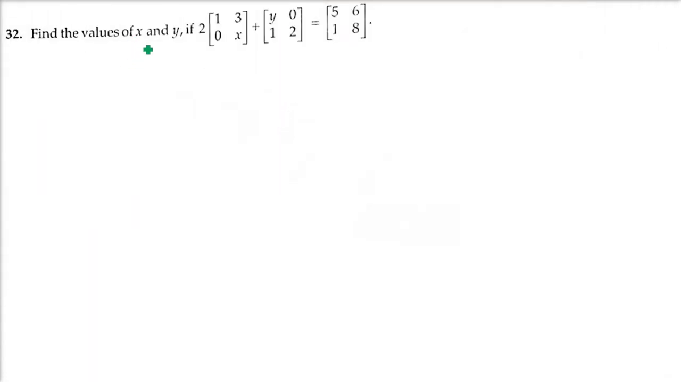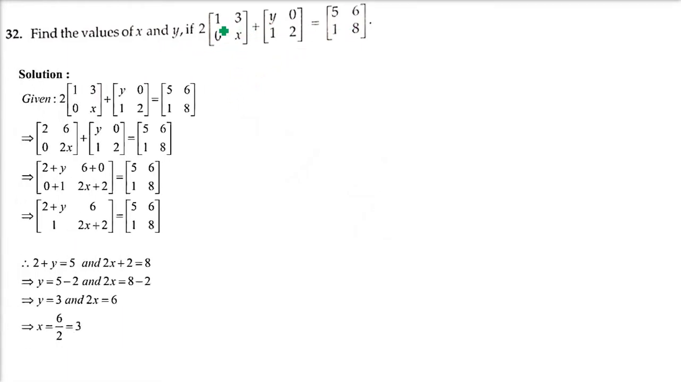Find the value of x and y if this. We have done a question like this. Questions are coming like this, so I'll just do it here only. Just multiply by 2 here. So now I'm adding 2 plus y, then 6 plus 0, 2x plus 2 will be there. So 2x plus 2 will be 8. 2 plus y is 5. Y will give you 5 minus 2, 3.